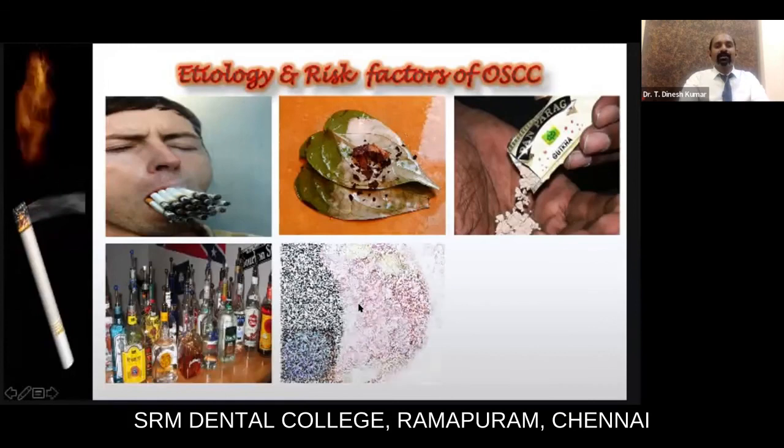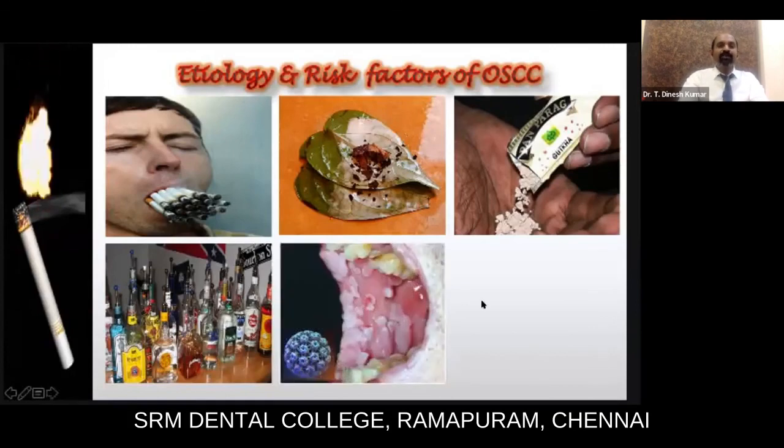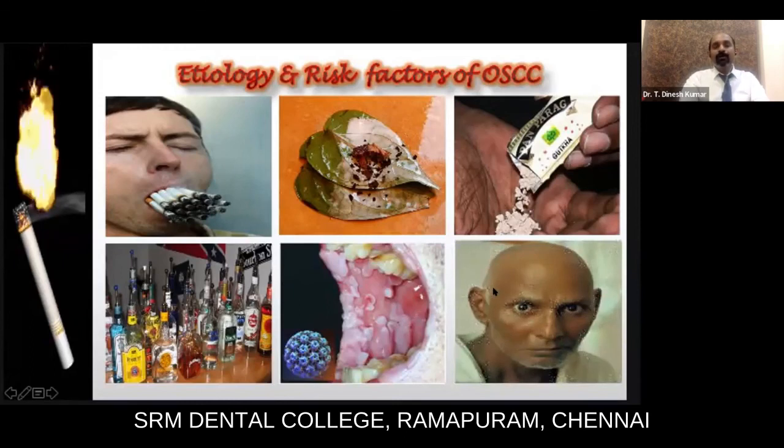And there is a new avenue, which is HPV. HPVs are also playing a very important role in the etiology of oral cancers as of now. But HPVs mainly cause cancers of the oropharyngeal region and the tonsils as well. That is an important one. And immunosuppression is another important factor which may predispose a patient to oral squamous cell carcinomas.